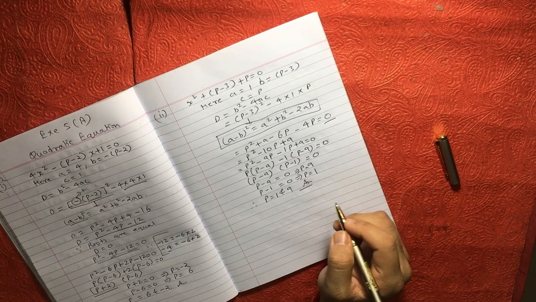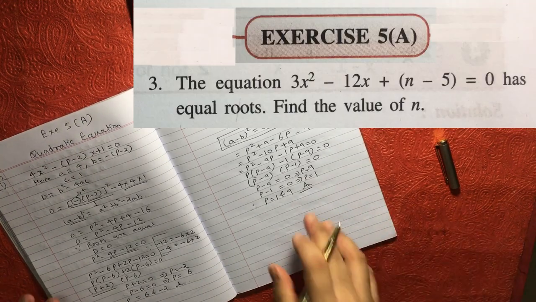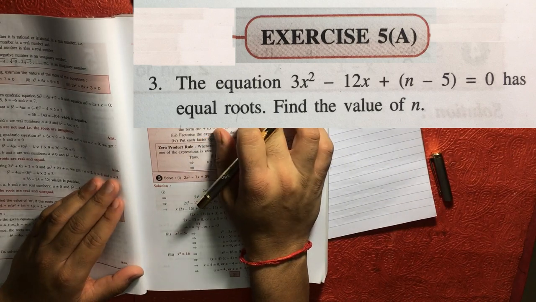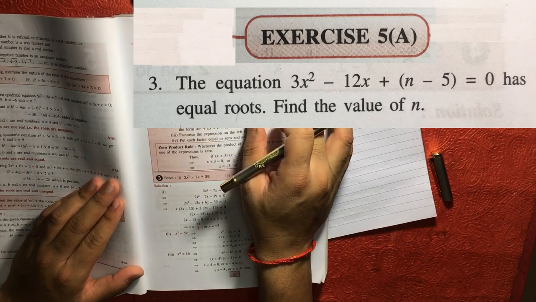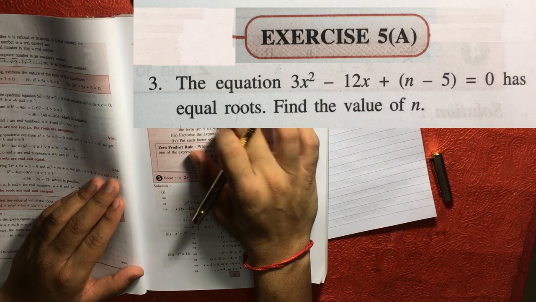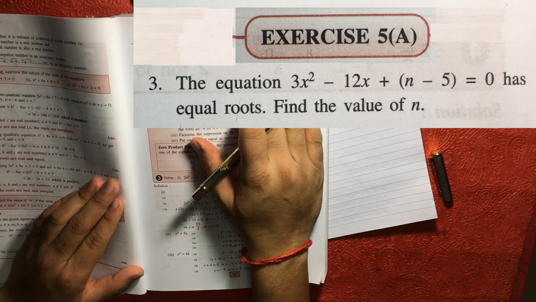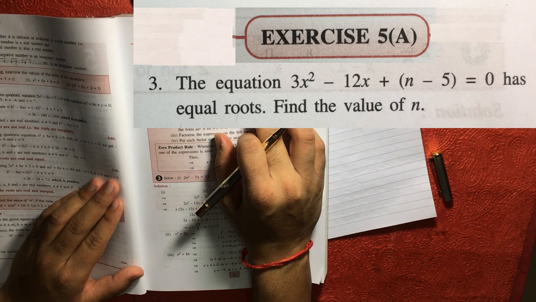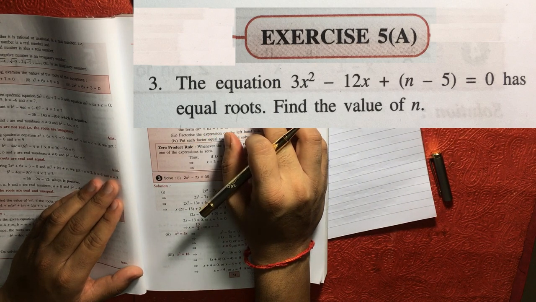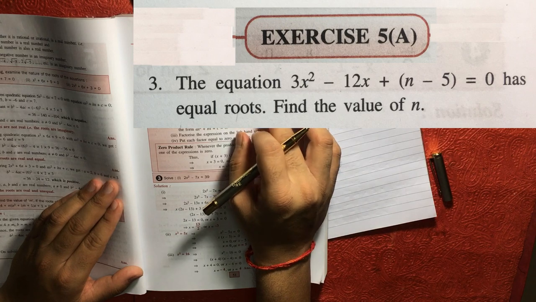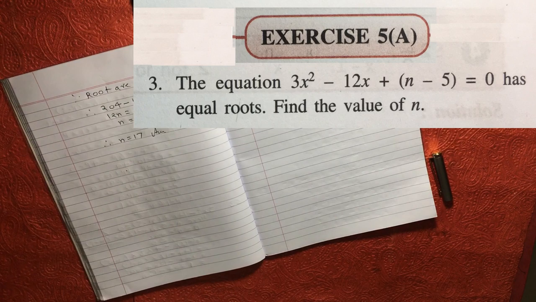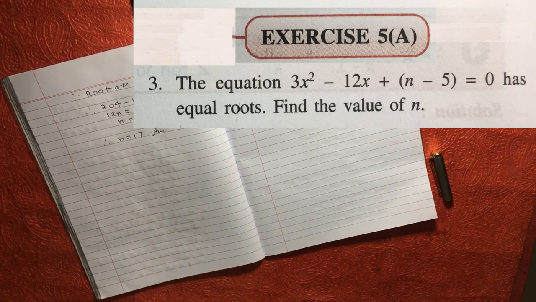So this is all about question number 2. Let's see question number 3. Question number 4 is saying, find the value of m if the following equation has equal roots. Equal roots, again, whatever the value comes, that will become equal to 0, right? So the equation is (m minus 2)x square minus (5 plus m)x plus 16 is equal to 0. So let me write the equation first.